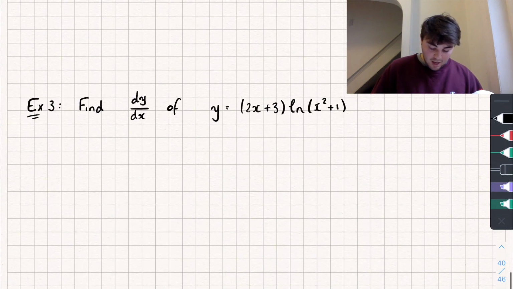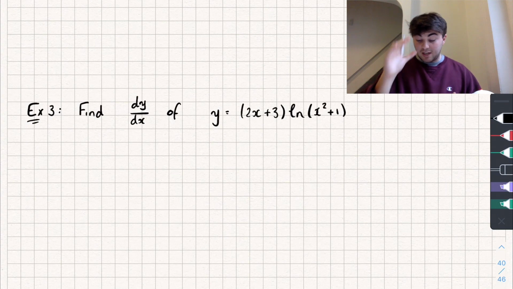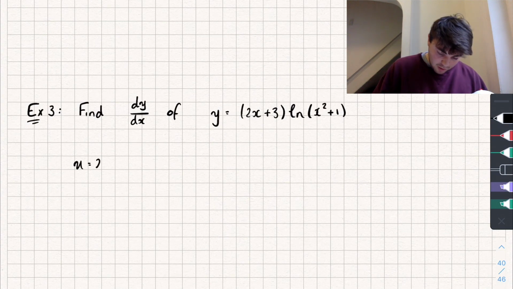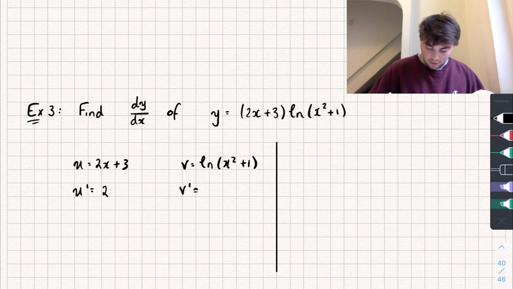Example 3, we want to take the derivative of 2x plus 3 multiplied by the natural log of x squared plus 1. And so in this example, my u is going to be 2x plus 3, and my v is going to be the natural log of x squared plus 1. So derivative of u is just 2, and the derivative of v, we're going to have to use the chain rule, and I'll show you the steps for this one.